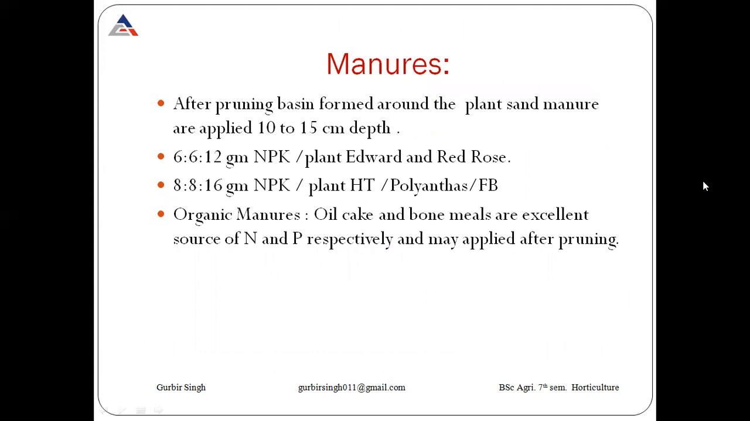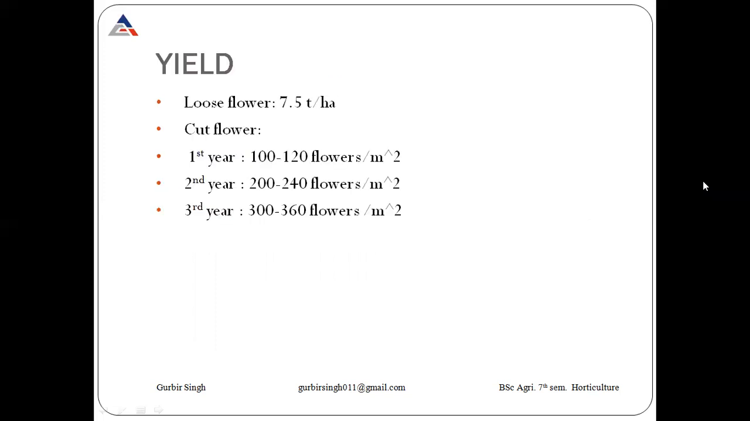Manures. After pruning, a basin is formed around the plant, and sand and manure are applied at 10 to 15 centimeter depth. Organic manure, oil cake, and bone meal are excellent sources of nitrogen and phosphorus respectively and may be applied after pruning. Next is yield. Loose flower 7.5 ton per hectare. Cut flower, in the first year 100 to 120 flowers per square meter, and in the third year 300 to 360 flowers per square meter.